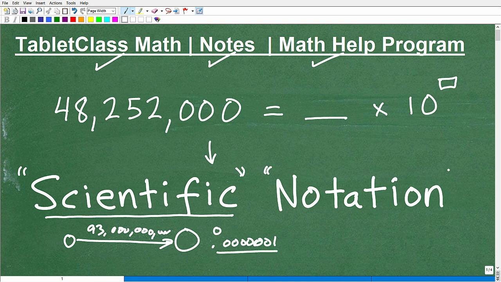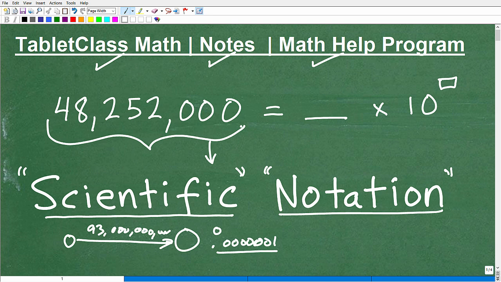And then we have this other word over here, notation, right? Scientific notation. And what's notation? It's just a way of writing something in a particular way. So scientific notation's all about making it easier for us to work with very large numbers or very small numbers. So like this particular number here, 48,252,000. If I have to write this several times as a description of some sort of calculation, it gets tiresome and cumbersome. So there's a better way of writing a number like this.